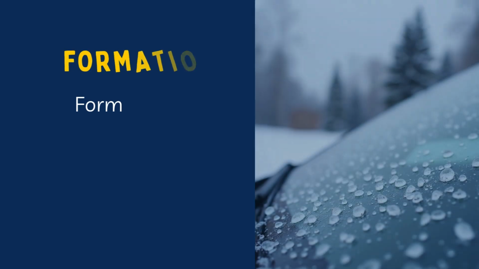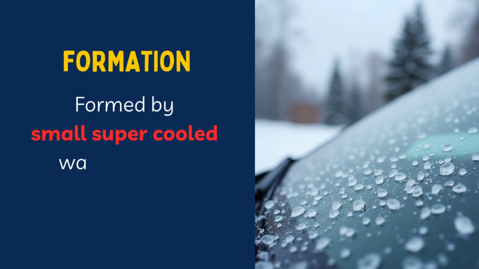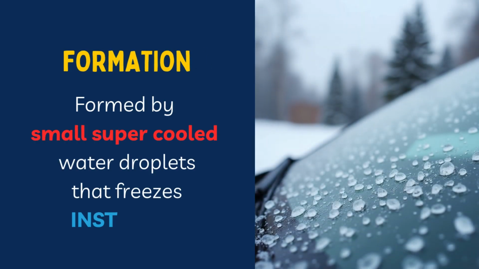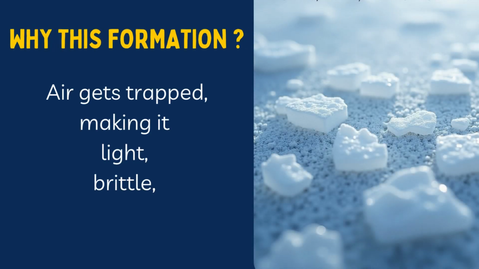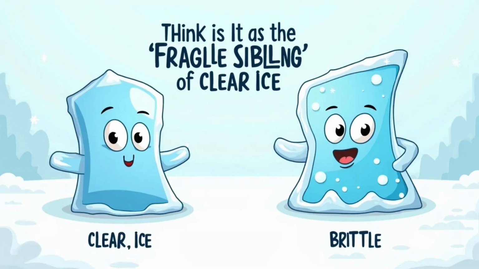The second one is rime ice. Rime ice is formed by small supercooled water droplets that freeze instantly. What happens in there? Air gets trapped, making it light, brittle, and easy to break. Think of it as a fragile sibling of clear ice. I'm sure you have a fragile sibling, don't you?